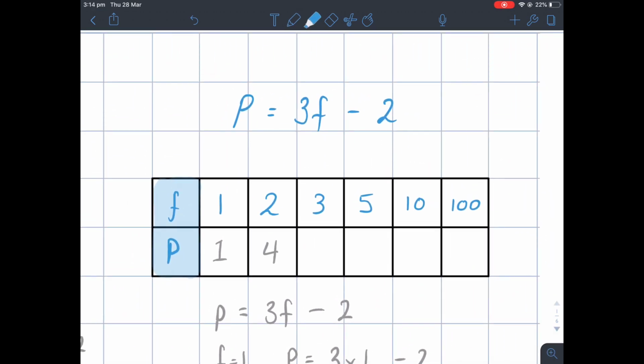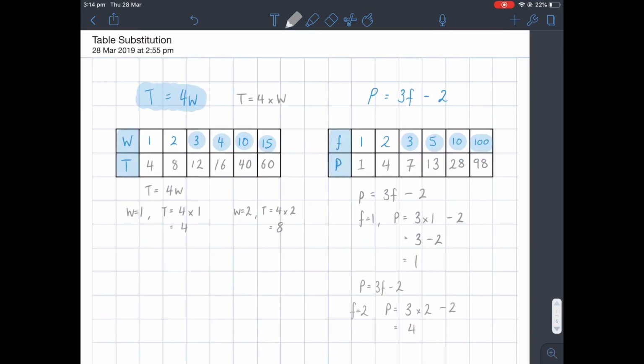So when f is 3, we've got 3 times 3 is 9, minus 2 is 7. When f is 5, we get p equals 3 lots of f, so 3 lots of 5 is 15, minus 2 is 13. When f is equal to 10, we get 3 times 10, which is 30, minus 2, which is 28. And the last one, when f is equal to 100, this time 3 times f, so 3 times 100 is 300, minus 2 is 98.